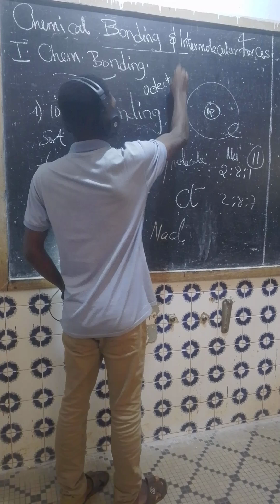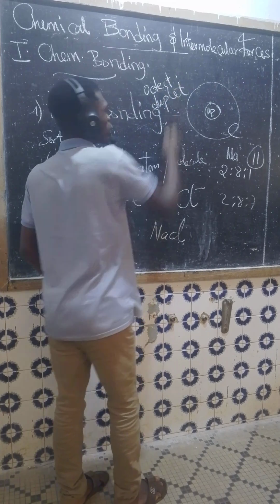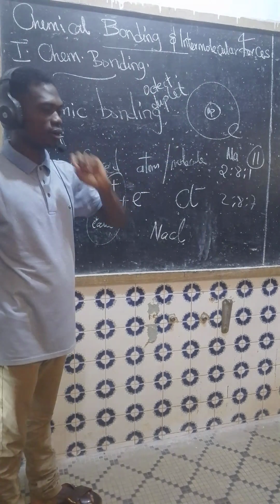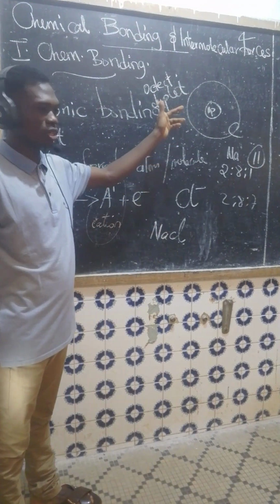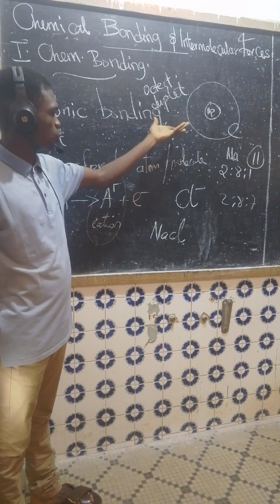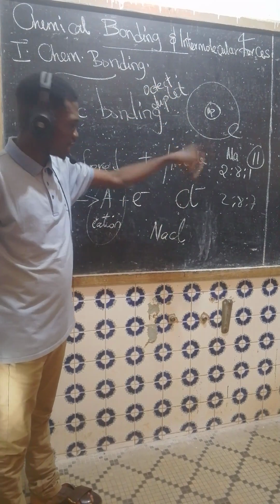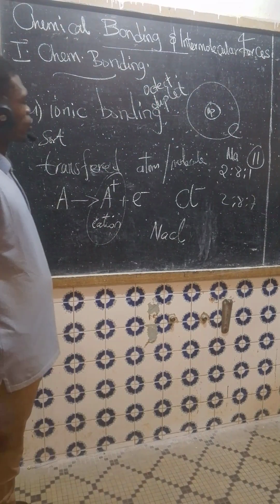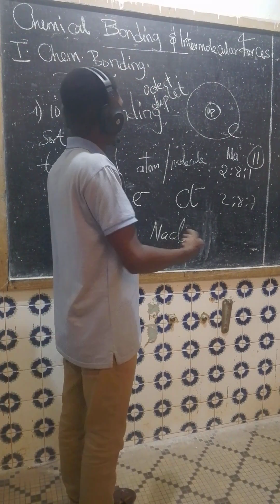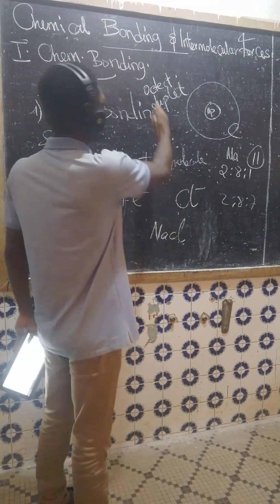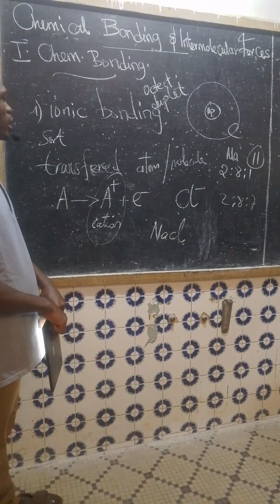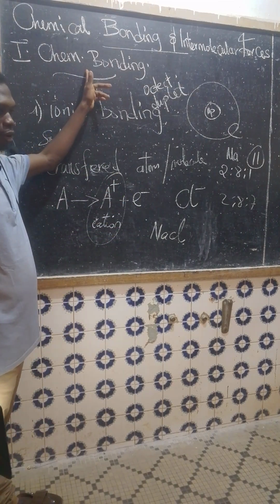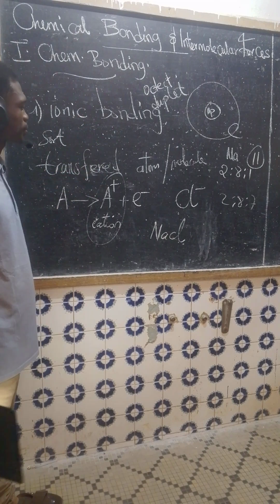A stable duplet structure is for an atom with just one shell, where it needs 2 electrons on the shell, right? The first shell, which will be the last. But the octet structure is 8, right? 8 electrons on the atom's outermost shell. So, in the desire of atoms to attain this stability, they achieve this objective through chemical bonding, and ionic bonding is one of them.